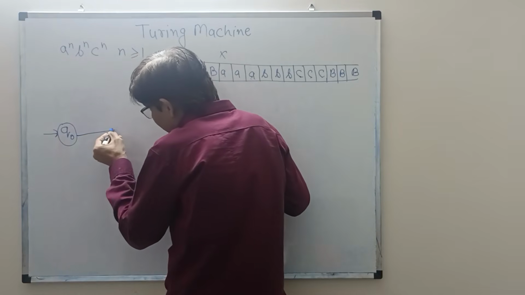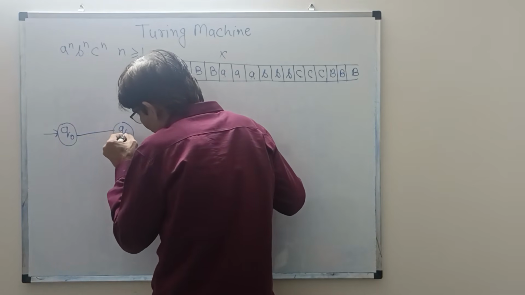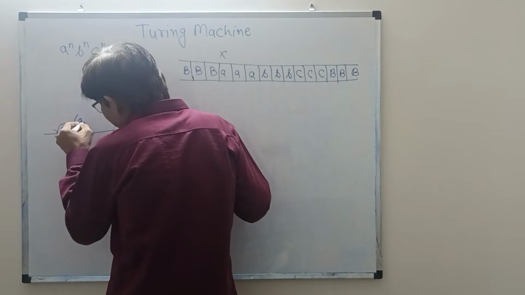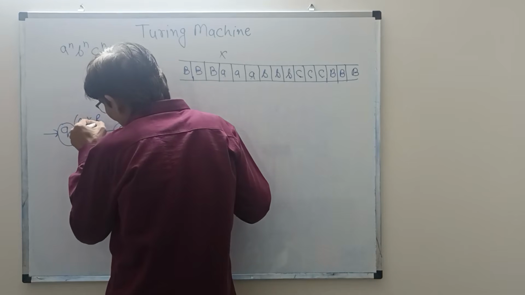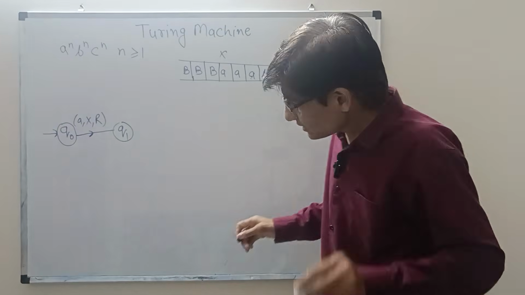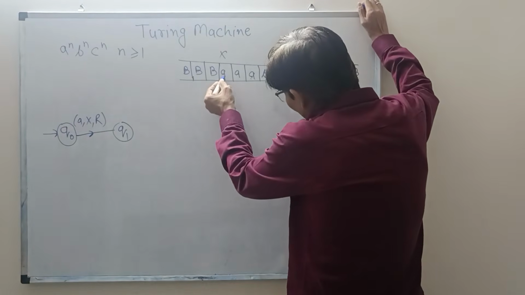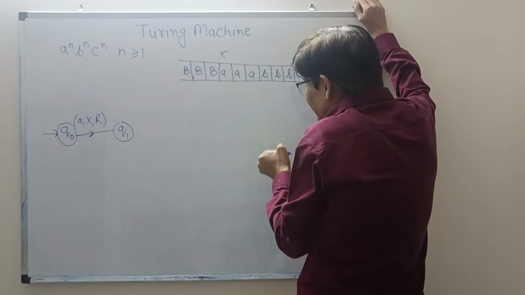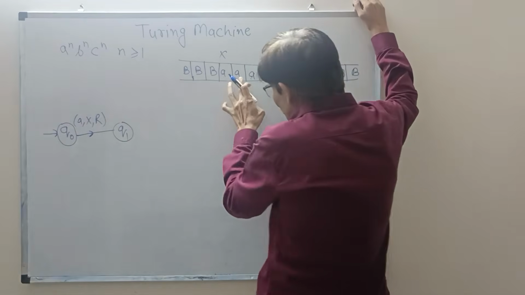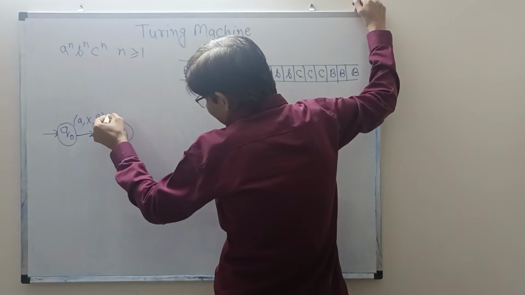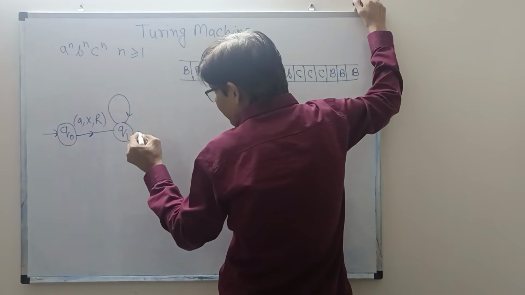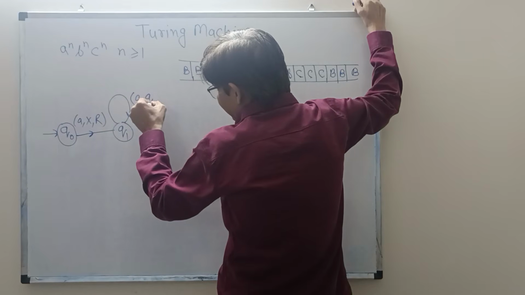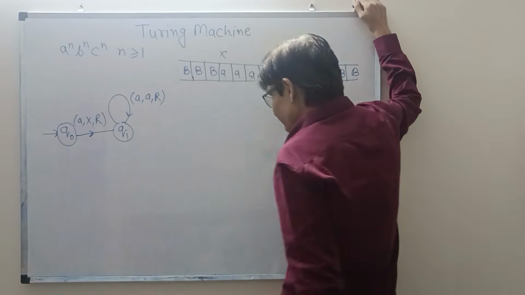So what you will do here, you will change your state to Q1, and on getting A, you will convert this A into X and you will move in the right direction. Then on Q1, you may get another A. So you will skip all these A's. You will remain in the same state, leave them as they are, and continue moving right.